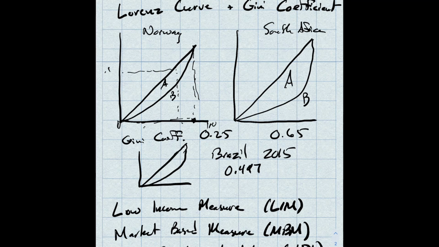This is a 45 degree line, by the way. Yes, it is. Don't argue. It's 45 degrees, and then the Lorenz curve is the line beneath it.